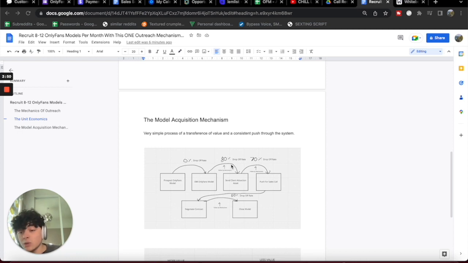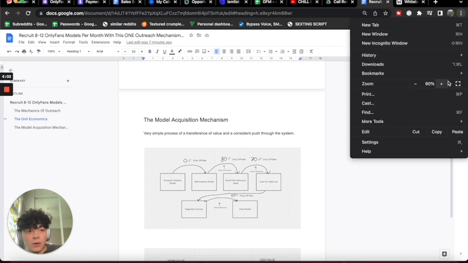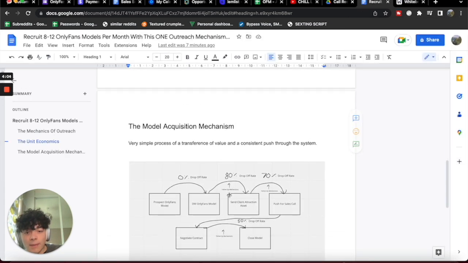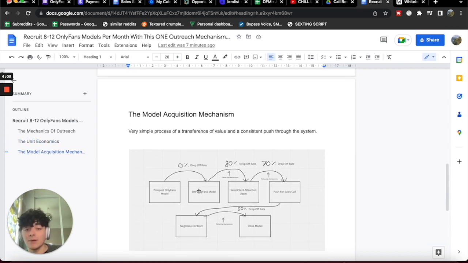They just aren't ready to work with an agency, they don't want to, or they just don't really see the value in the actual client attraction asset that you're offering. And of course, here we're also using a follow-up mechanism throughout this process to make sure that they're going through to the next step, to actually decrease the drop-off rate.